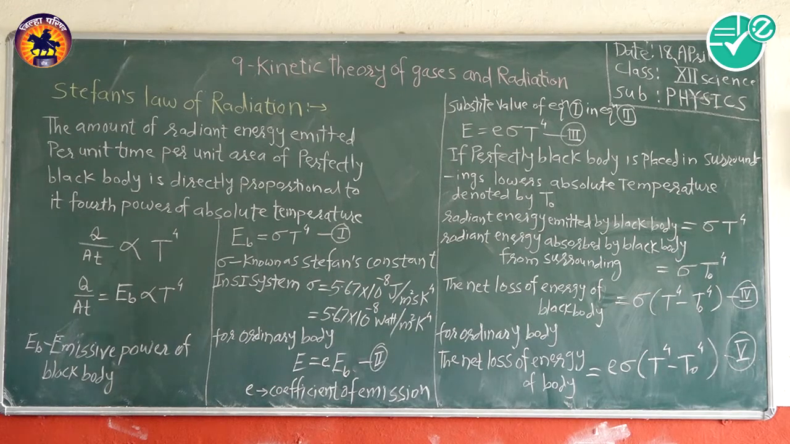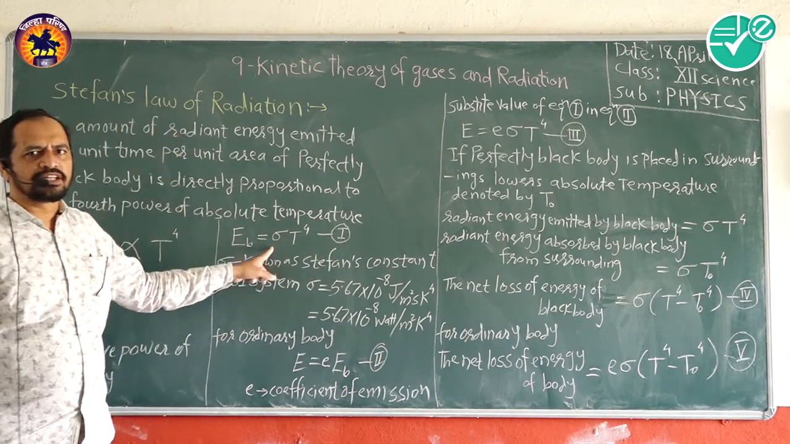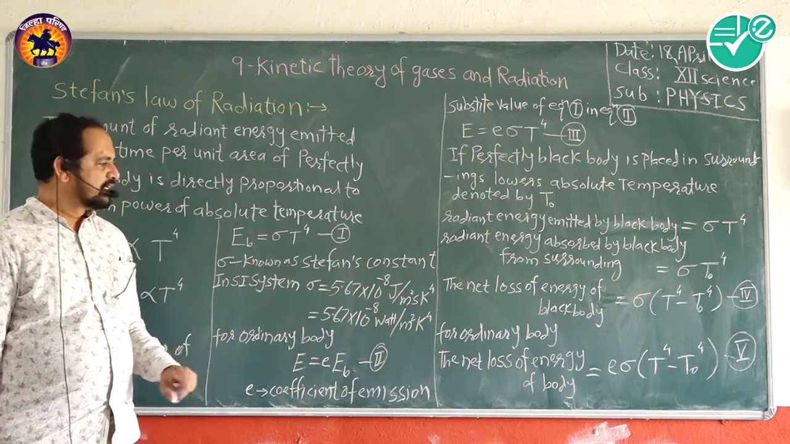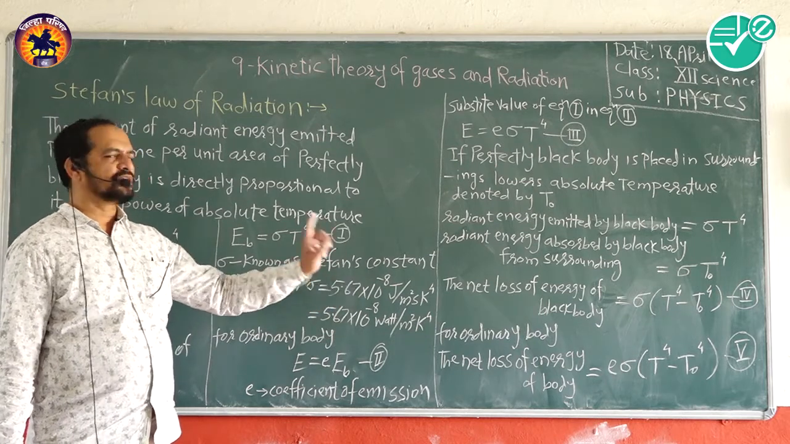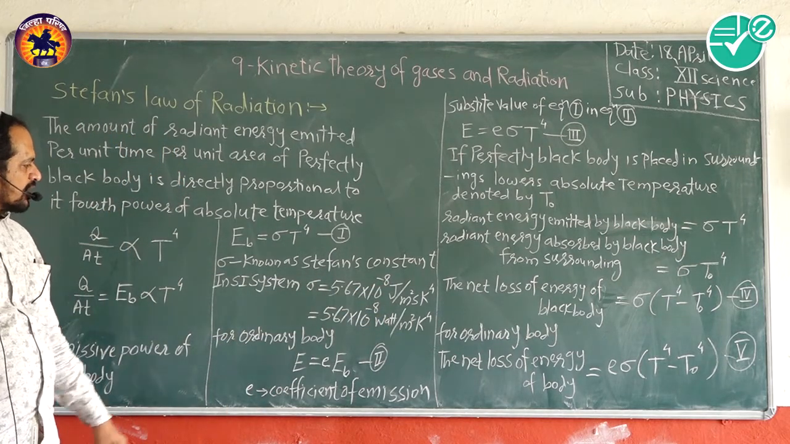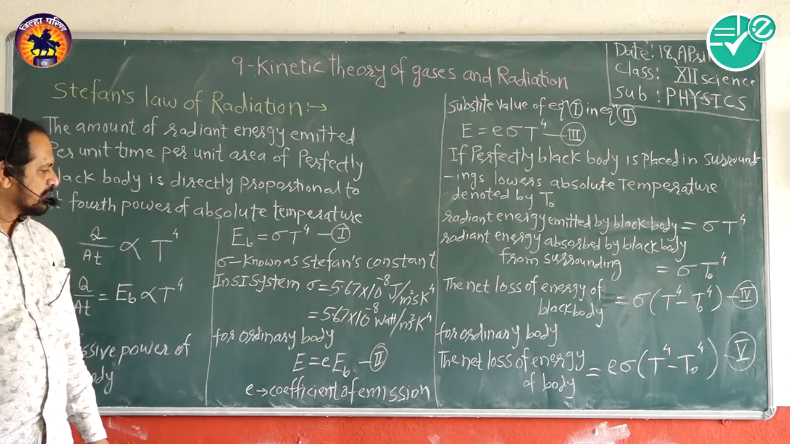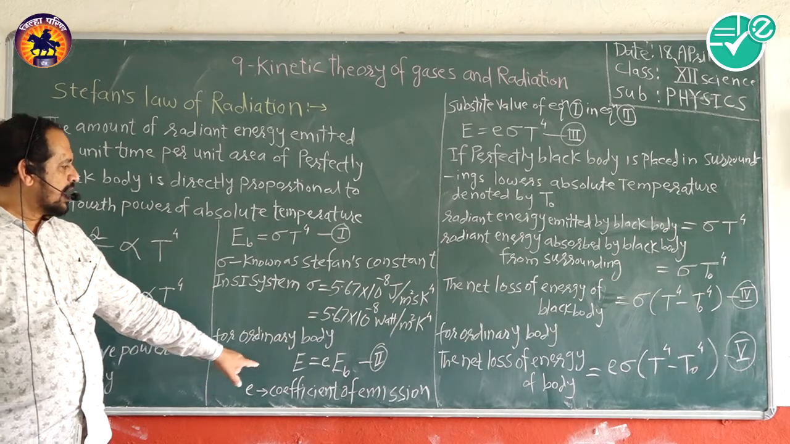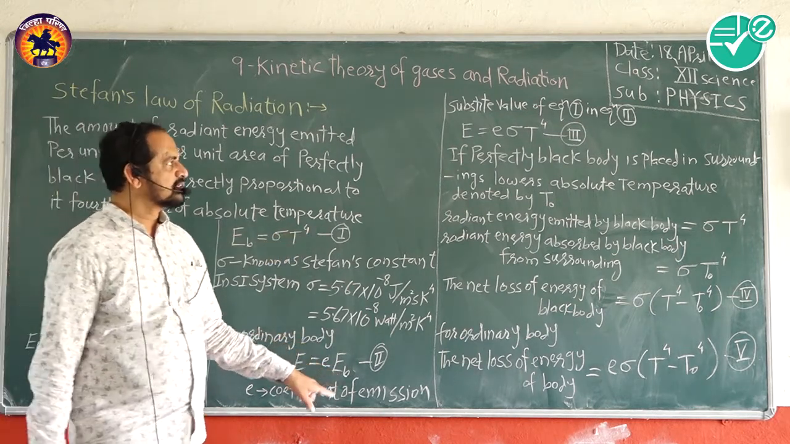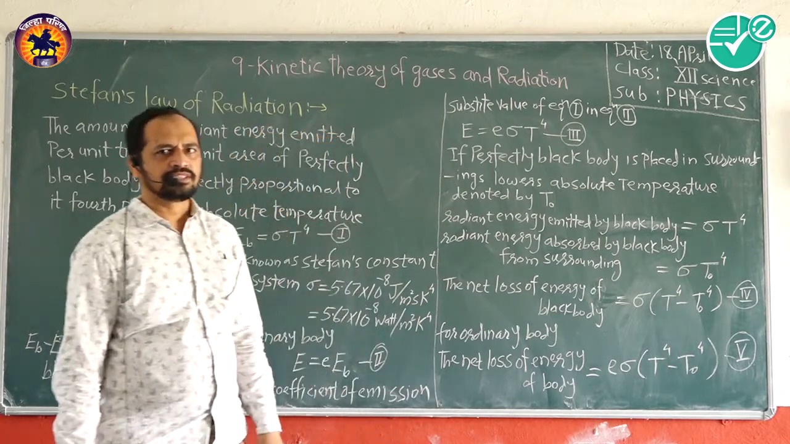Now we can write this equation EB is equal to sigma T to the power 4, whereas sigma is the proportionality constant, also called Stefan's constant, having the value sigma equal to 5.67 into 10 to the power minus 8 in different SI units. For an ordinary body, the emissive power E is equal to small e into EB, where small e is the coefficient of emission. As EB is sigma T to the power 4, we substitute here and get the equation E is equal to small e sigma T to the power 4. We say it is equation number 3.